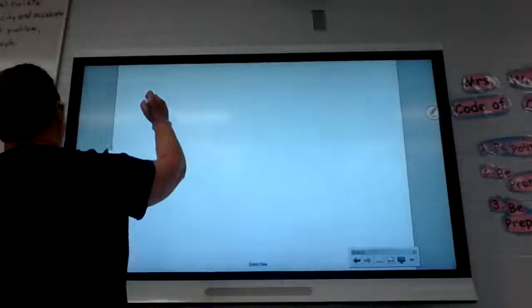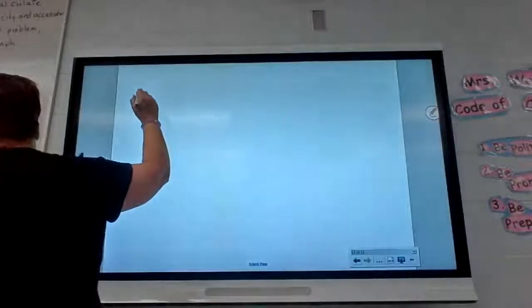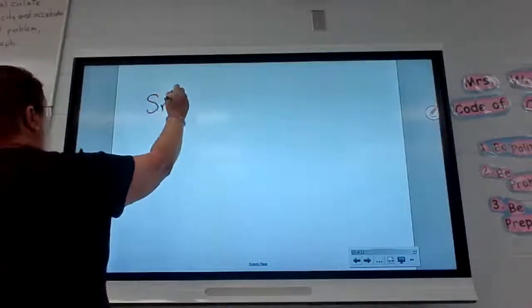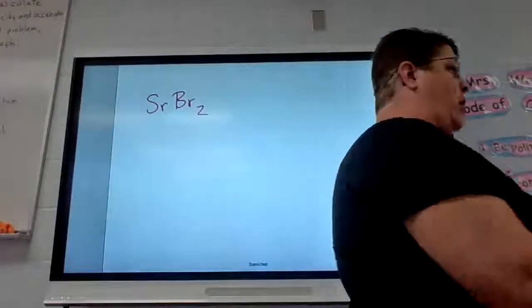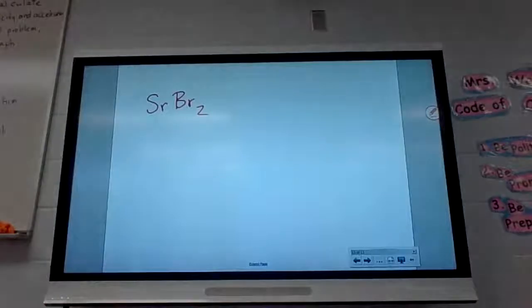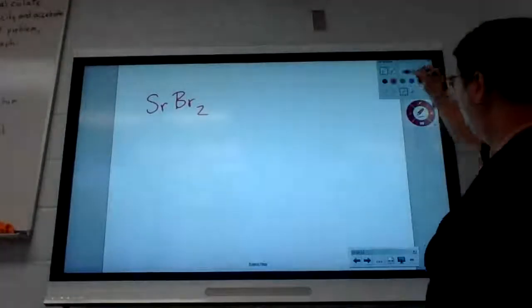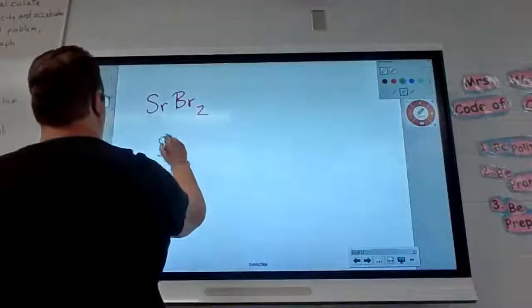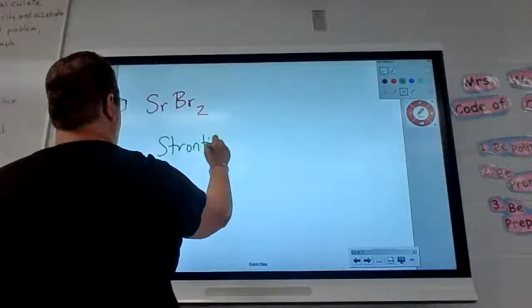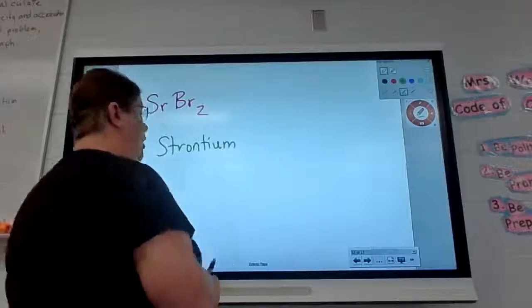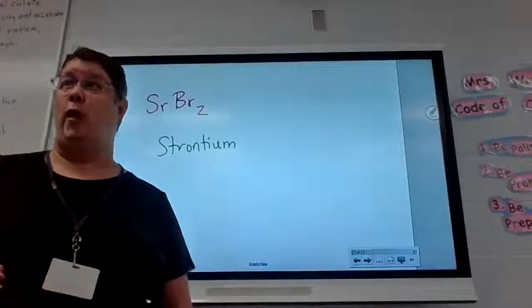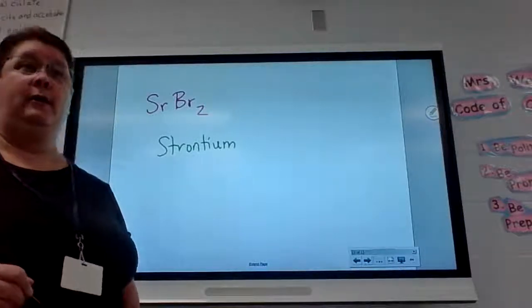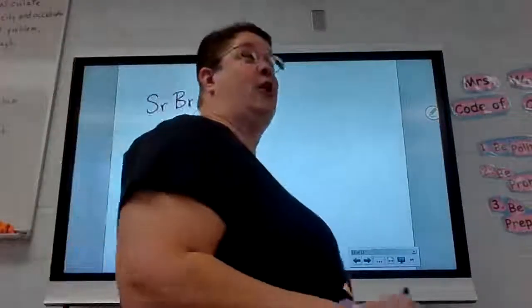All right, so let's say that we have, I don't know, let's go SrBr2. All right. So what is the name of Sr? All right. So you write strontium. What's Br? I heard it. Bromine. Bromine oxide. No. Okay. No, bro. That's a great lead in.